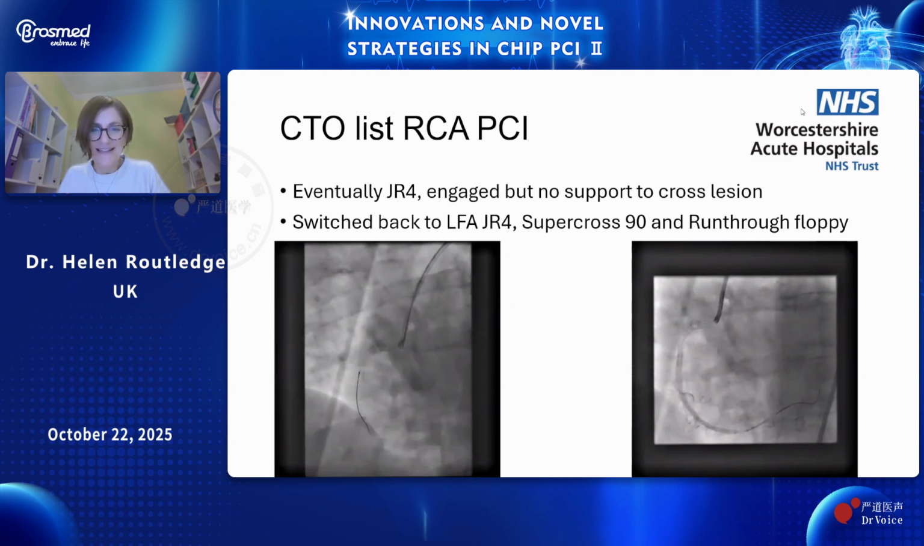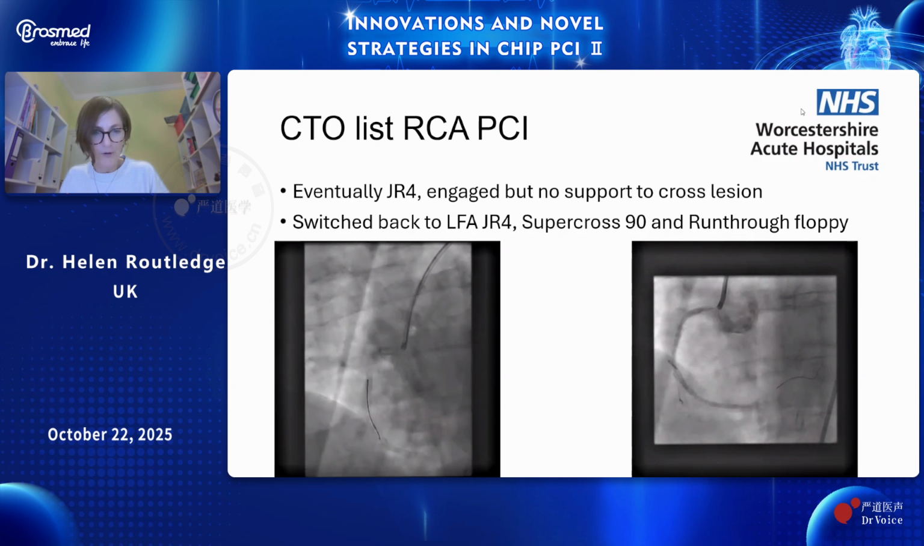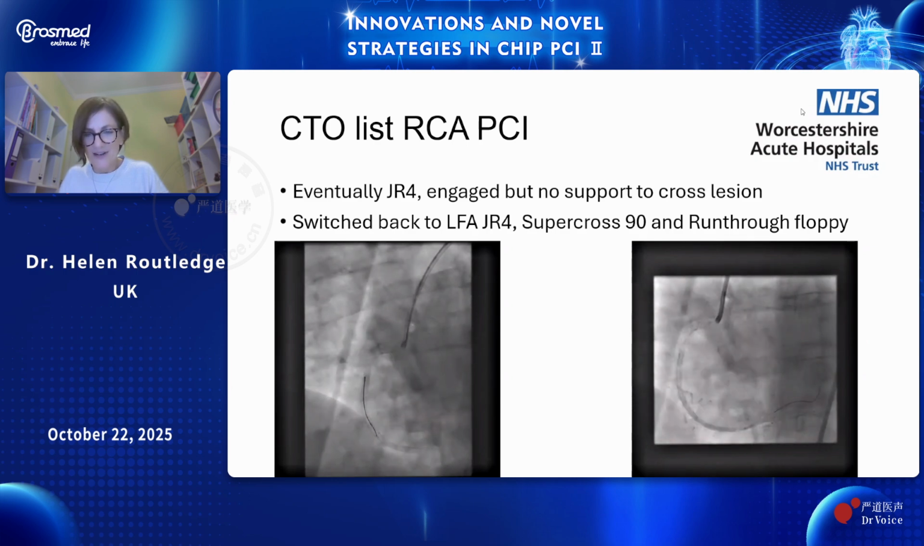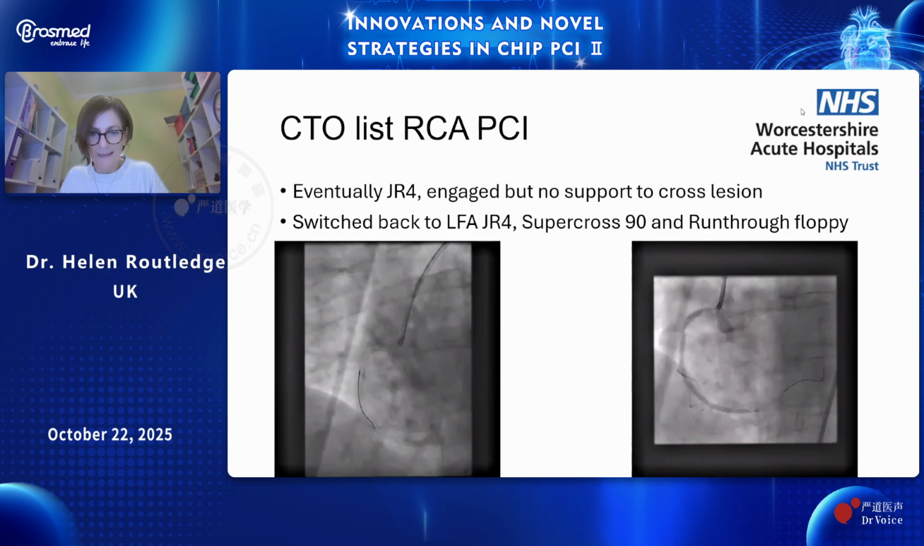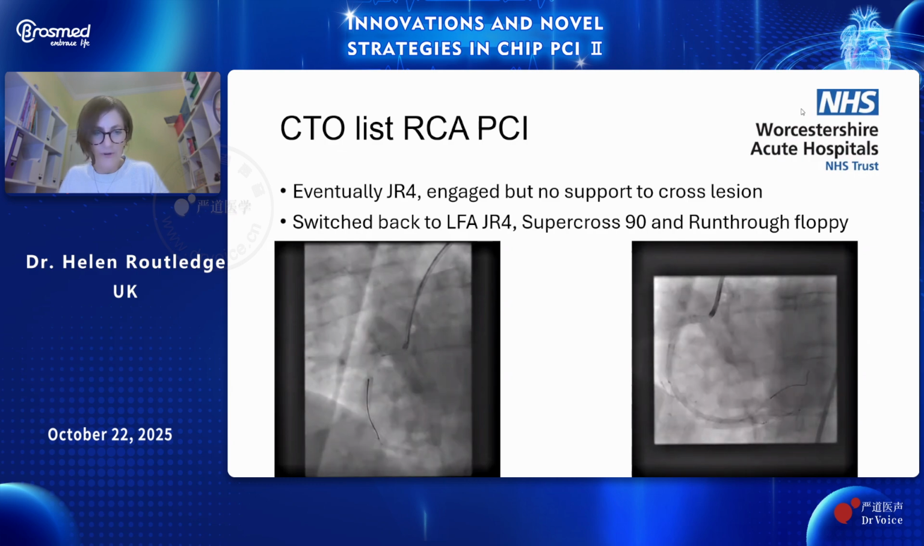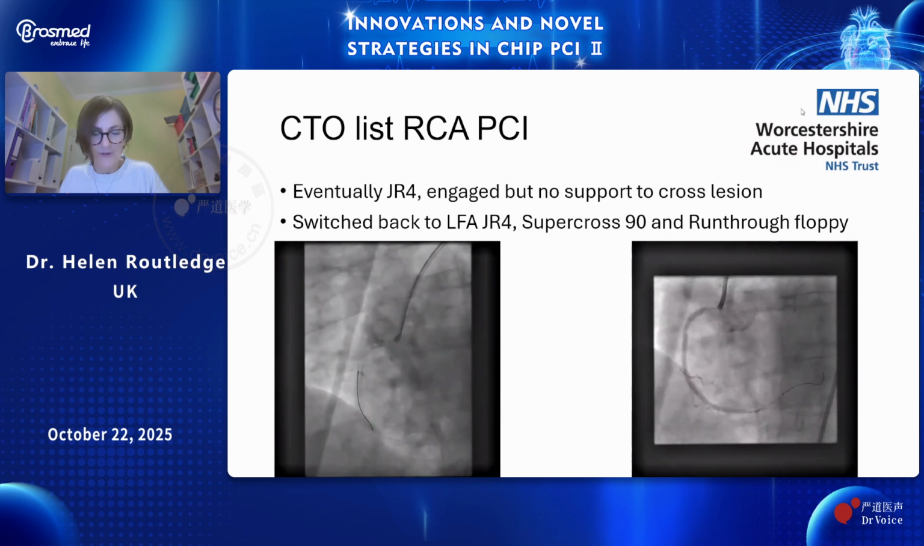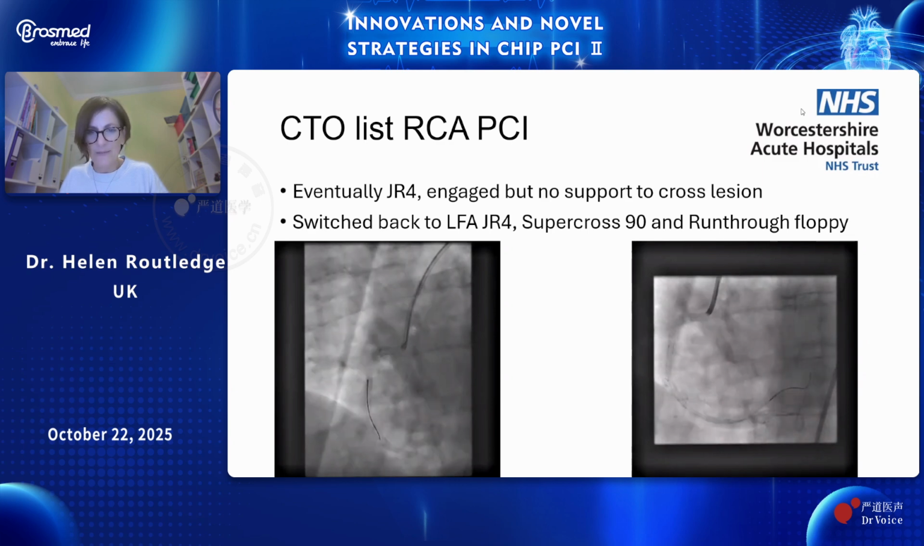Again, a JR4 guide, and this time we tried my supercross trick with a 90-degree angled microcatheter and finally managed to get a standard wire to cross the lesion. And it really wasn't that the lesion was calcified, it was just the angle of the guide catheter. So finally we managed to cross.